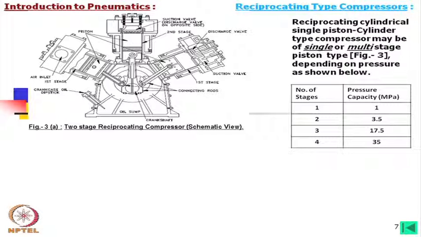Normally in case of fluid power we normally use 21 megapascals, which is equal to 3000 psi. So, 35 means it is more than 4000 psi. Normally there are no such applications, but if it is required then we have to go for four stage, and normally the reciprocating type is not suitable for that. Usually a screw compressor is used for such compressions.